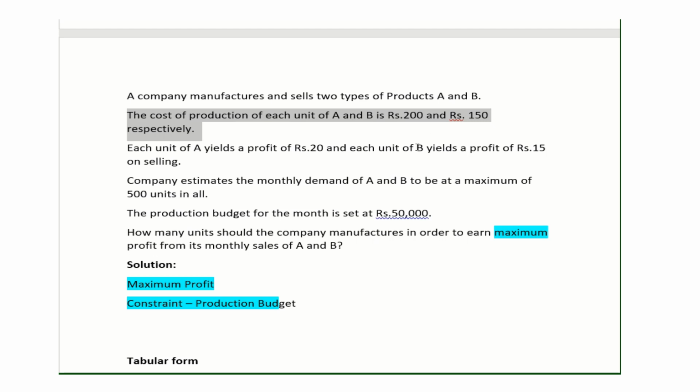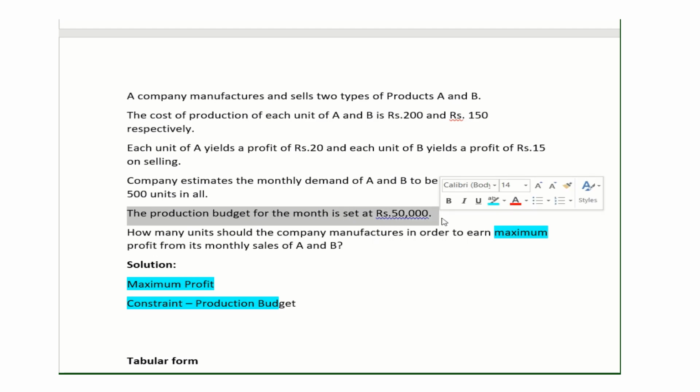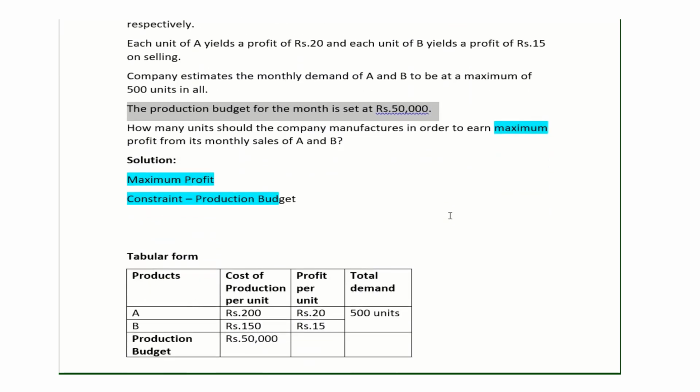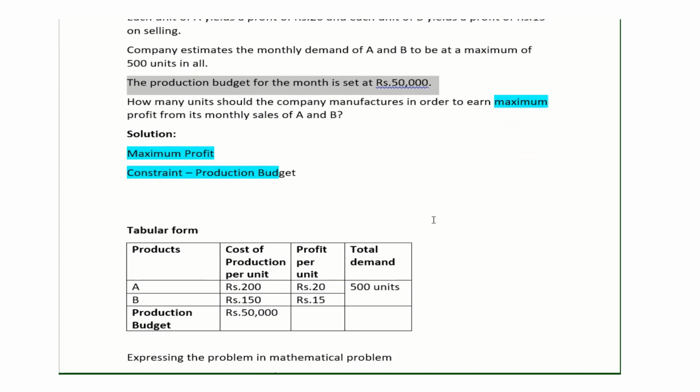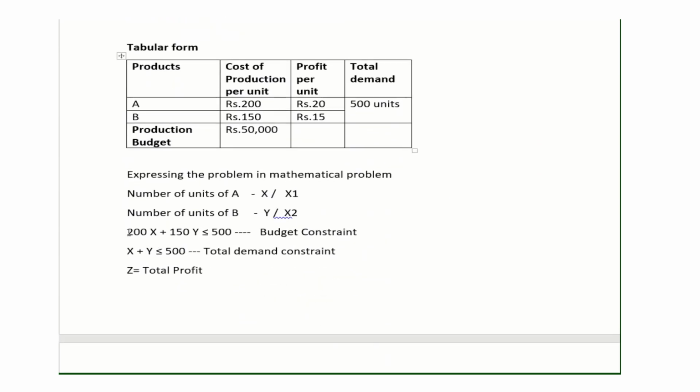Again, in the particular problem itself, the statement is given that the production budget for the month is set as rupees 50,000. So that much budget will be spent for the manufacturing of any number of units. So they have to utilize 200x plus 150y is less than or equal to 50,000. Why can I put less than or equal to here? You just go through the problem.